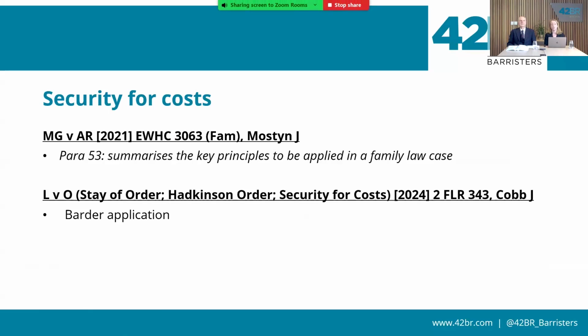In terms of how we approach security for costs within family proceedings, these are the two cases that I would encourage you to look at. You have the case from Mr Justice Mostyn, MG and AR, 2021, but you also have the case of Mr Justice Cobb, L and O, from 2024. What's particularly helpful in respect of Mr Justice Cobb's case is that it dealt with a Barder application, so you can see how this may apply within financial remedy proceedings. I haven't put the cases in great detail on the slides, because it's quite extensive, but I just wanted to take you through in particular what Mr Justice Cobb has said in respect of security for costs.